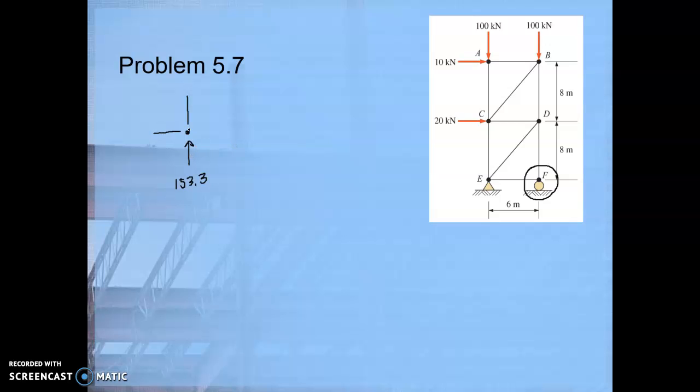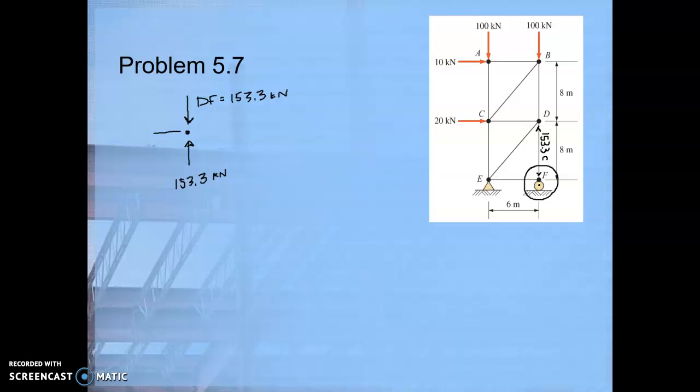So since this member is completely horizontal, it cannot provide a vertical reaction. Therefore, the entire 153.3 kilonewton force, that reaction force, has to be resisted by the member DF. So DF has to equal 153.3 kilonewtons, and it's pushing down against that joint, so it's in compression. So I can label that 153.3, and it is in compression, which means it's pushing down against joint F and pushing up against joint D.